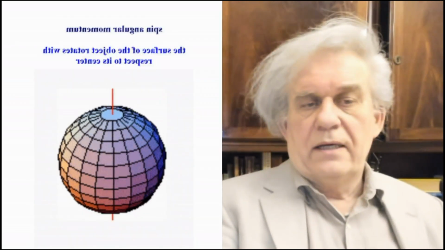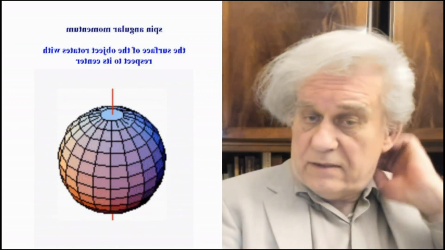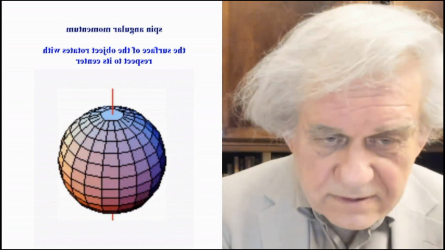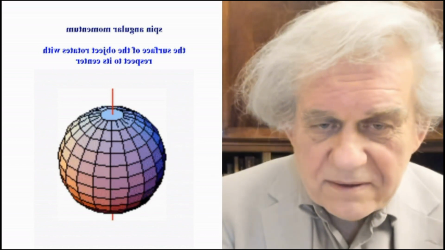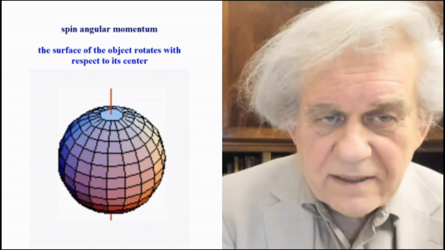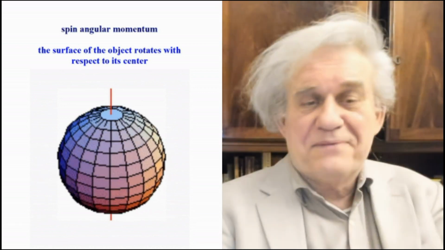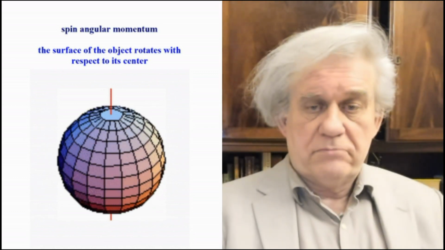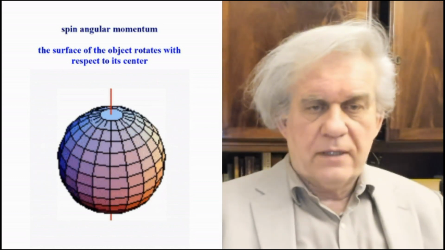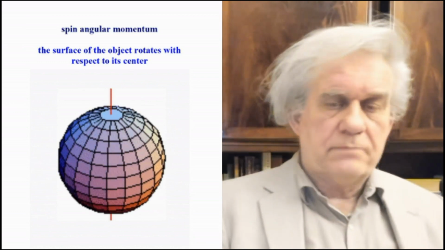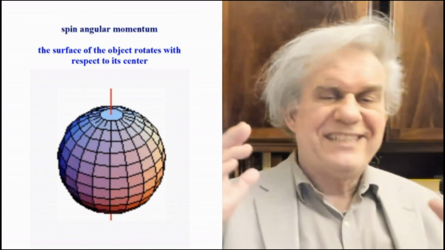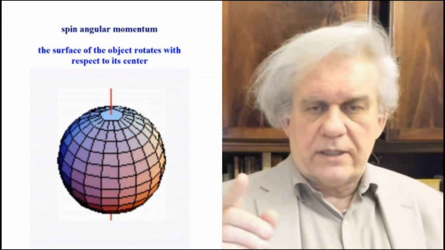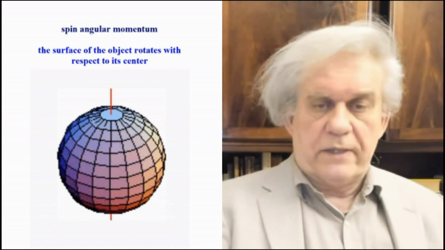This is the notion they have of spin angular momentum. What is it? You look at the surface. Think of a point on the surface, for example, and it's going to rotate with respect to the center. So you're looking at the surface of a single object. We're talking about only one object here, and you look at one point on the surface. It's going to rotate with respect to the center.